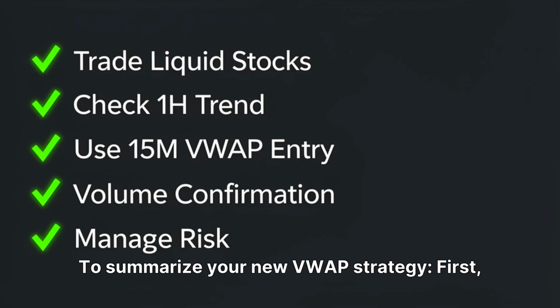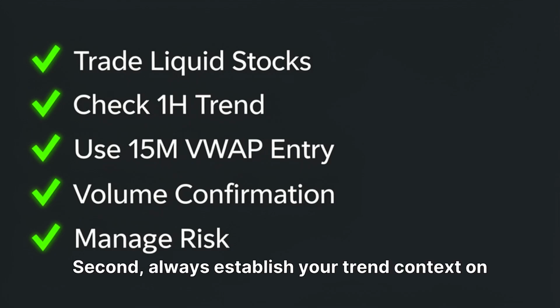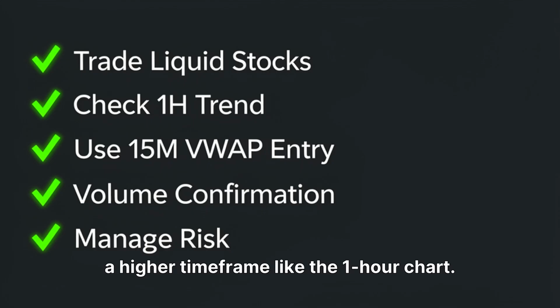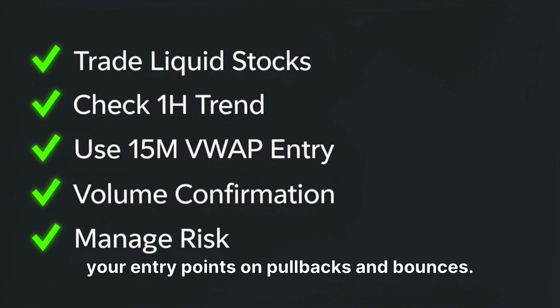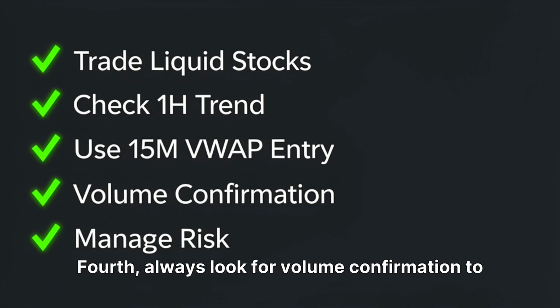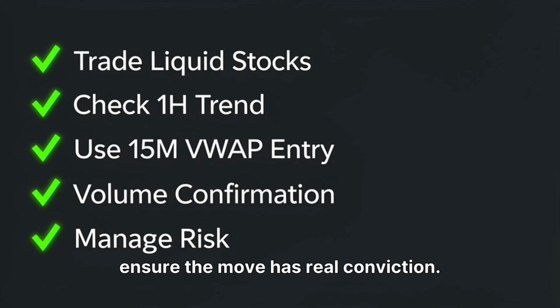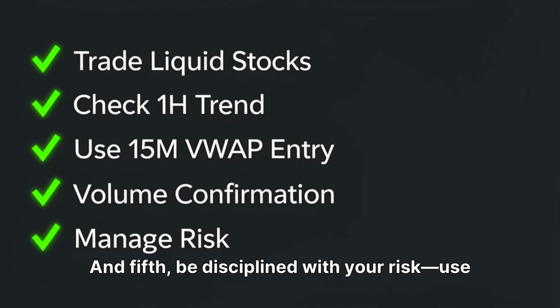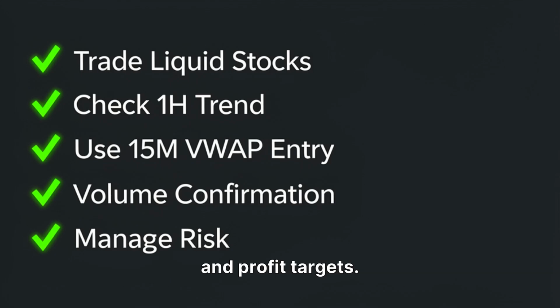To summarize your new VWAP strategy, first, focus on liquid US stocks where institutional volume is high. Second, always establish your trend context on a higher time frame like the 1-hour chart. Third, use the 15-minute VWAP to find your entry points on pullbacks and bounces. Fourth, always look for volume confirmation to ensure the move has real conviction. And fifth, be disciplined with your risk. Use VWAP as your anchor for stop losses and profit targets.